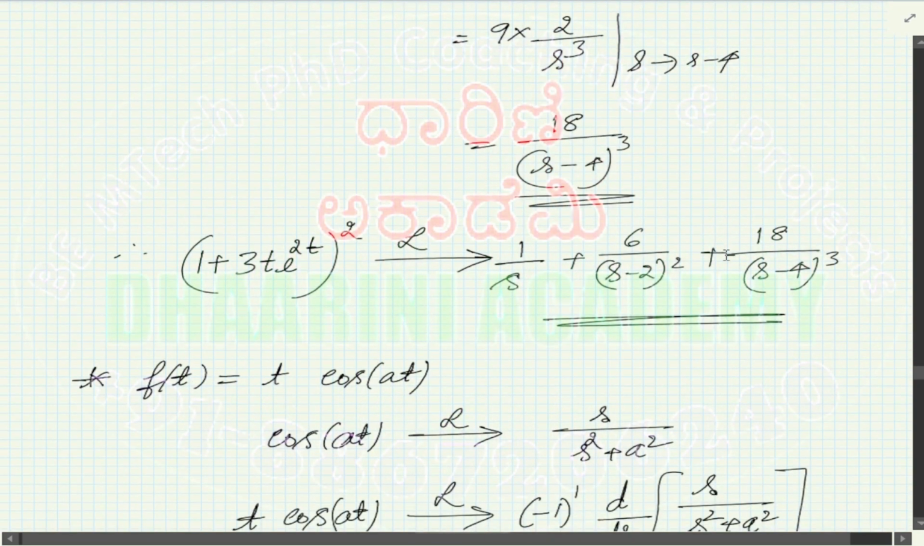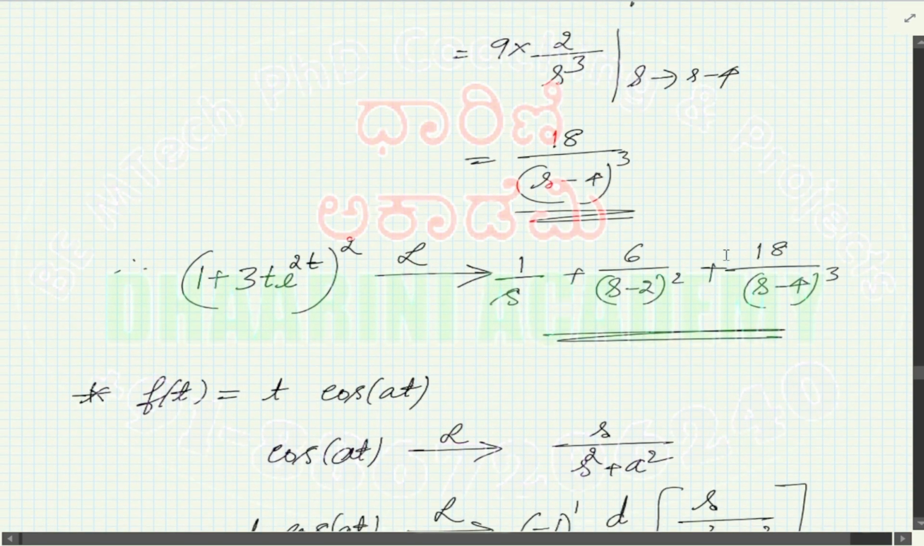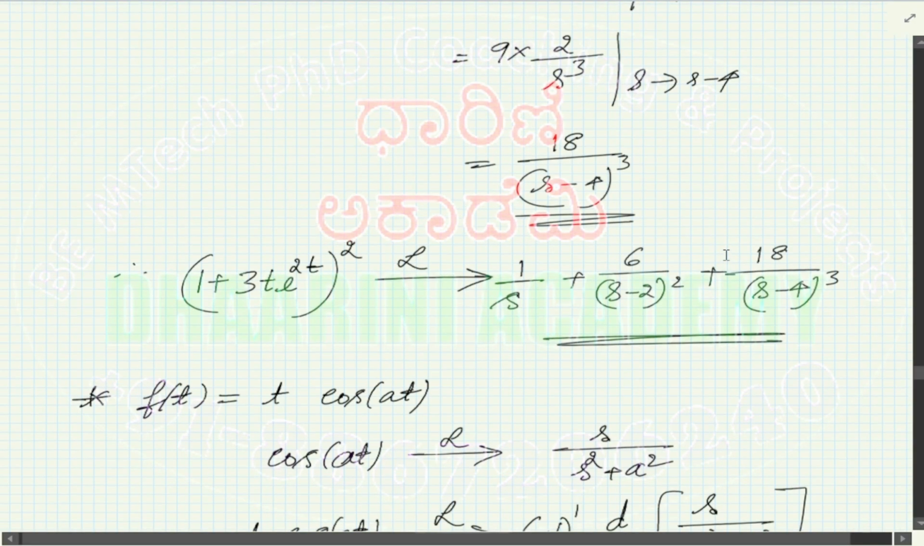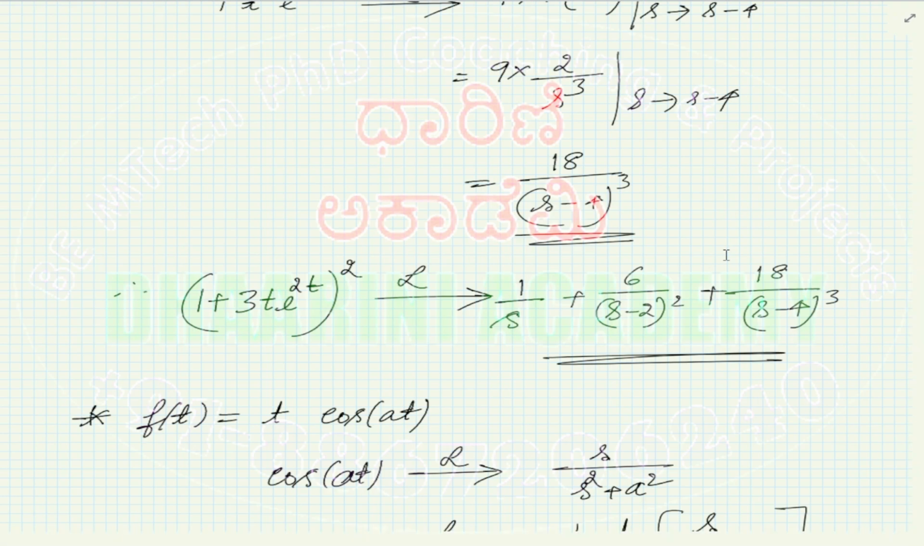Now, the next question is f of t is t times cos at, right? So cos at is a standard function, and t is a multiplier for it. Which property can we apply? T into something means which property? We saw a few properties, right? Out of which one can you apply? Cos at has something, then t into cos at should have what? How do you find out?